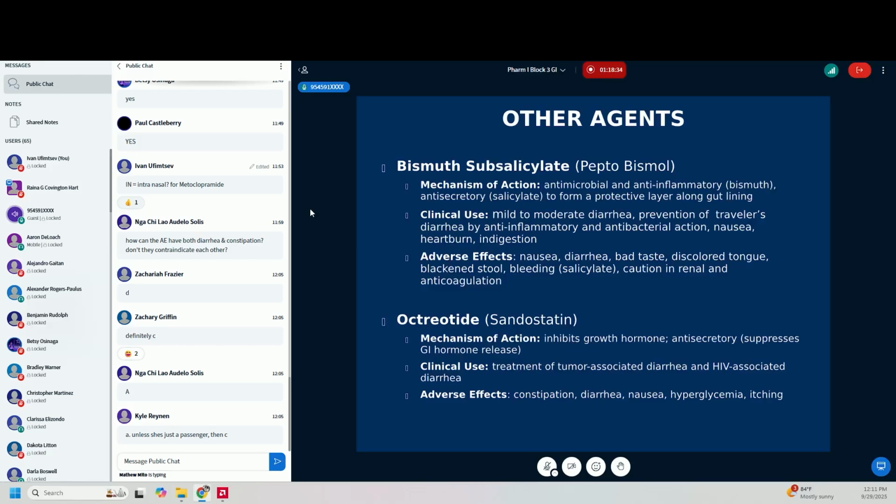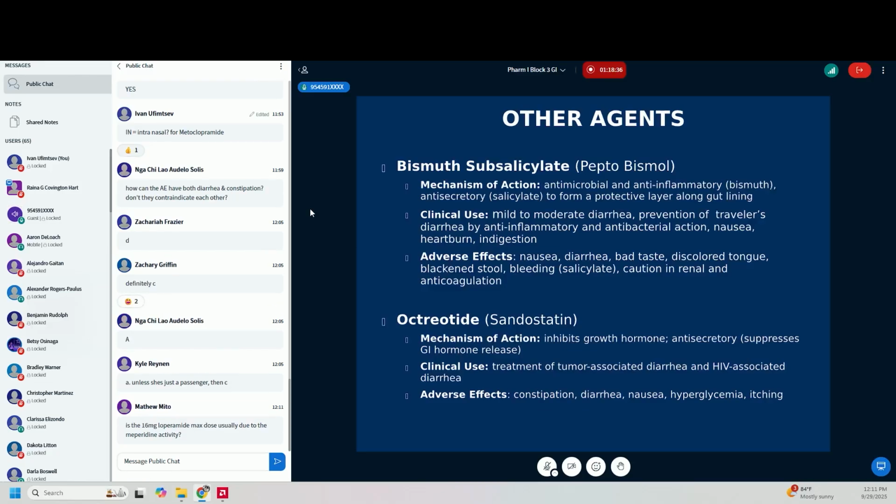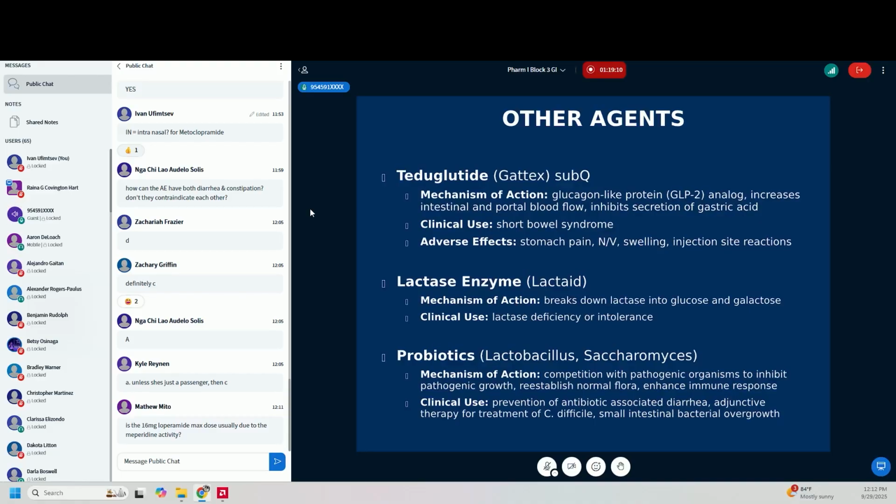Octreotide: this medication is used a lot inpatient. What this is doing is stopping growth hormone. We're going to talk about that a little bit as well. But when we're looking at this, we're trying to say, hey, if there is some type of tumor that is causing someone to have diarrhea, or if they are an HIV patient and that is why they're having diarrhea, that is when you will see us using octreotide. If you use too much of it, you can see constipation. I'm very worried in my patients who have diabetes because I can see hyperglycemia occur in those patients, okay?